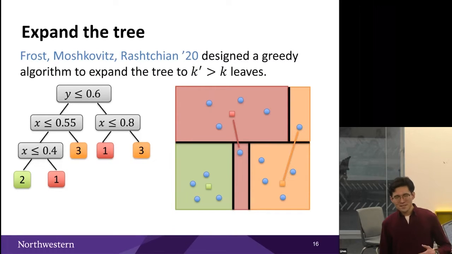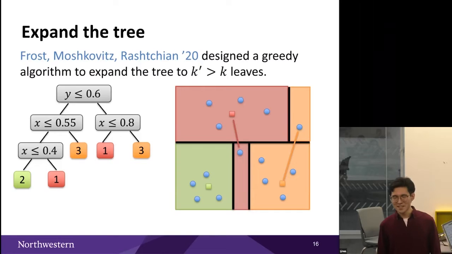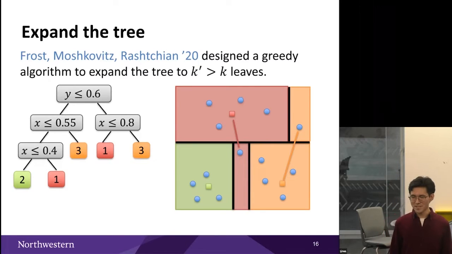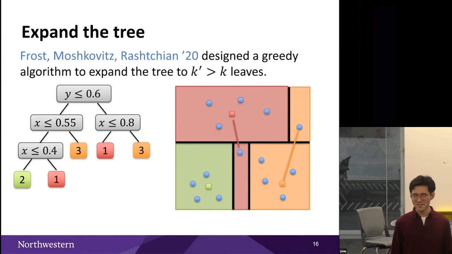Okay, in their paper, they show that this greedy algorithm performs very well in practice. However, we showed that in the worst case, this greedy algorithm can only achieve an order k squared approximation. So in the worst case, it's an order k squared upper bound.